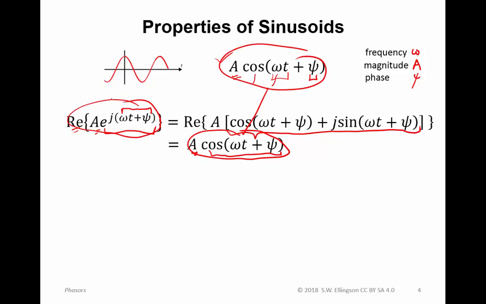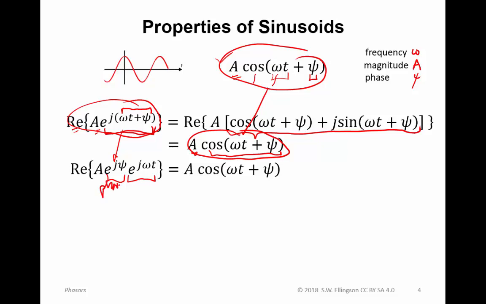Now let's go one step further. On the left, I will take this complex exponential and break it up into two factors: e to the j psi, which has to do entirely with the phase of the sinusoid, and e to the j omega t, which has to do entirely with the frequency of the sinusoid. So here we have phase, and here we have frequency, and then of course magnitude here.